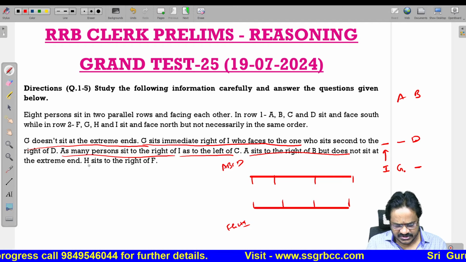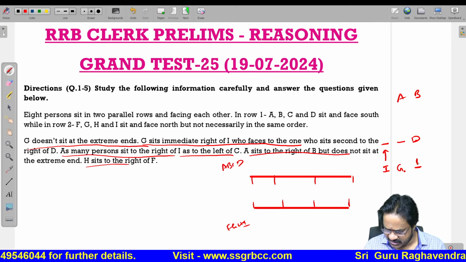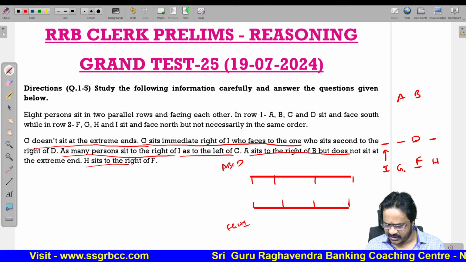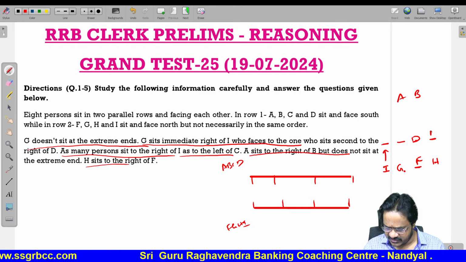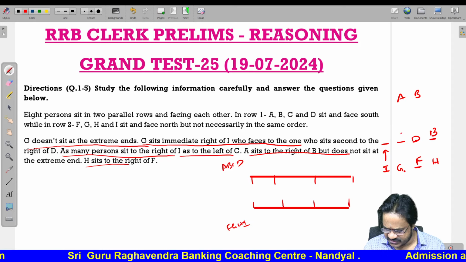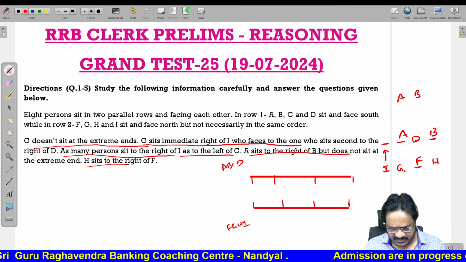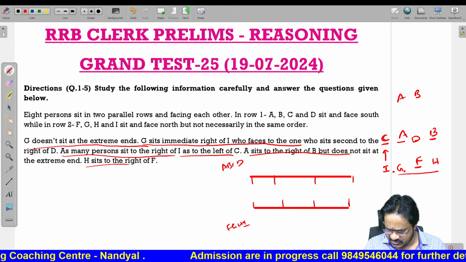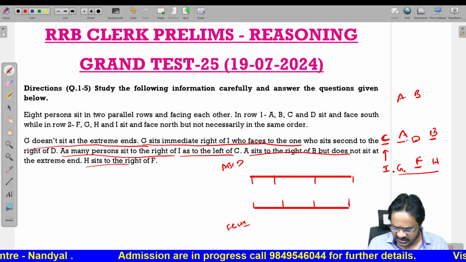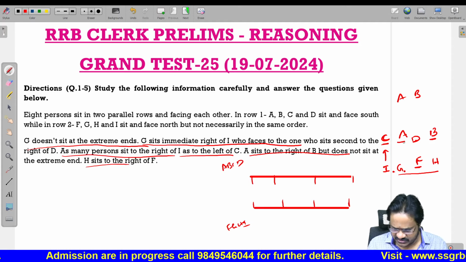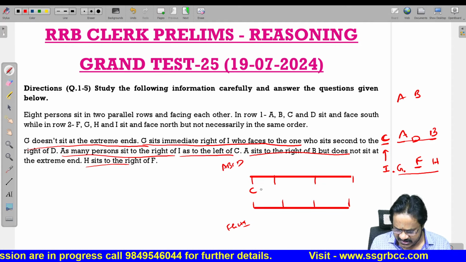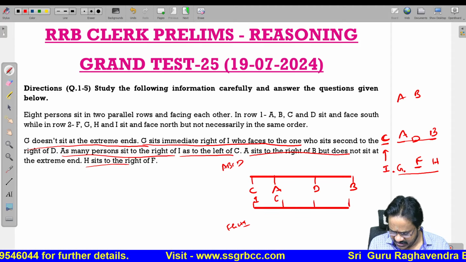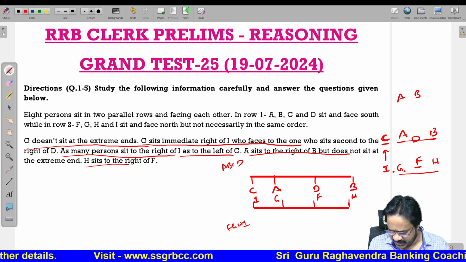Now, H is to the right of F. A sits to the right of B, so A sits to the left of B. Now, as many persons are there to the right side of I. To the right side of I we are having 3 persons. To the left side of C, because C is south facing, this is only left side, there are 3 persons. So, we will get C, A, D, B, here I, G, F followed by H.